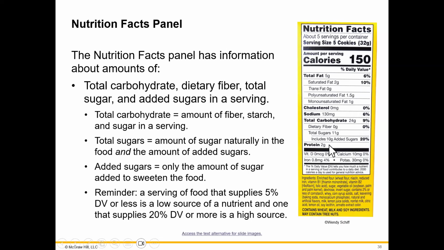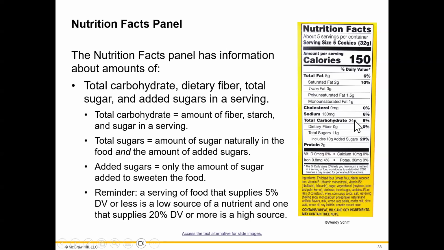You have total sugars, which is 11 grams. 11 does not equal 24. So what happened to the remaining grams of carbohydrate here? Well, they are in the form of starch. So that's why you really look at both numbers.